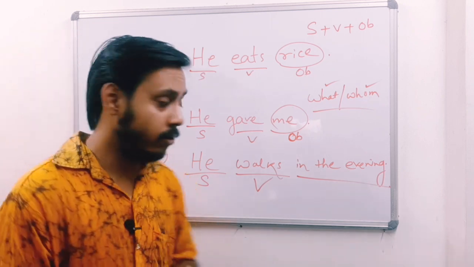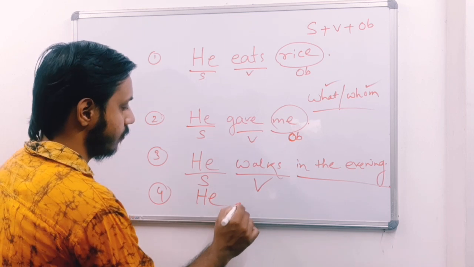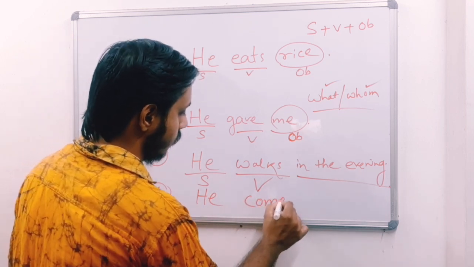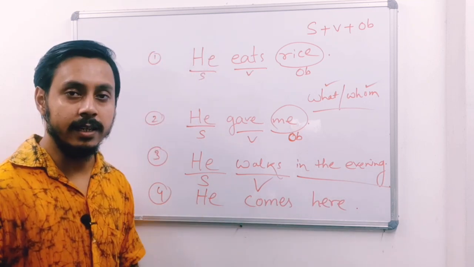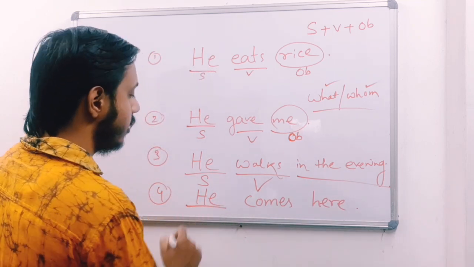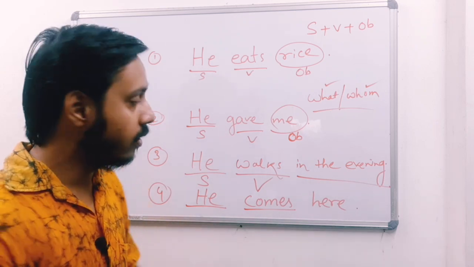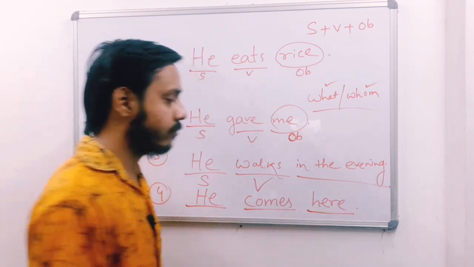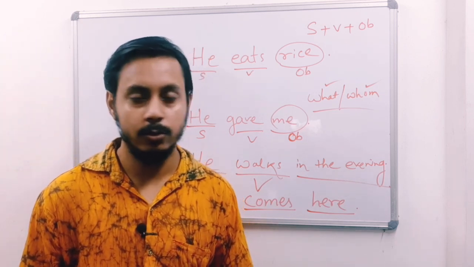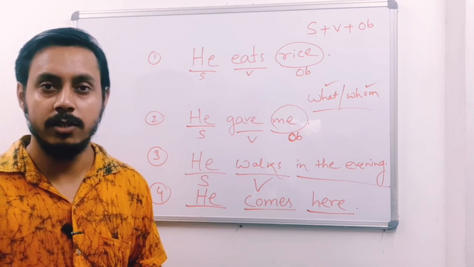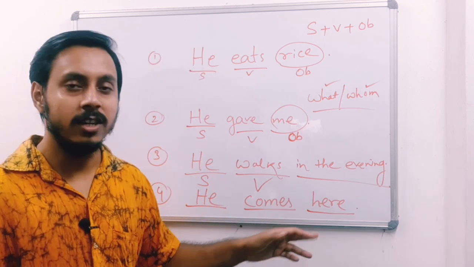Let me give you one more example. Number 4. If you write here, he comes here. He is the subject, comes is the verb, we all know that. Then what about here? Ask the question. He comes what? He comes here. No. He comes whom? He comes here. Still not got. That means here is not an object.